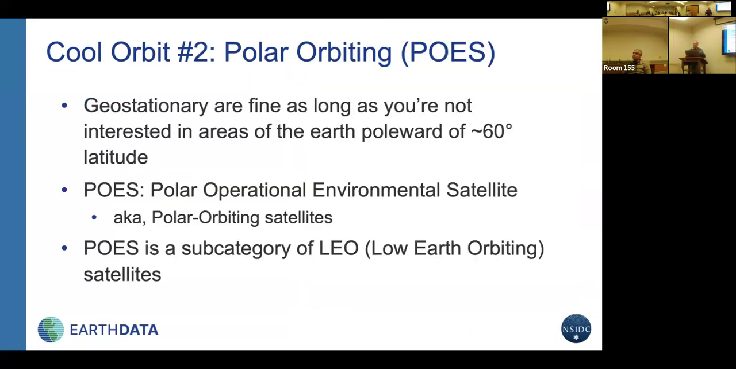So the other class of orbits is polar orbiting, and these, like I say, go over or near the pole. And the value of that is that you can see the polar regions. You can't see those with geostationary satellites. So there are the polar orbiting satellites, and this is what we have a lot of at NSIDC. Certainly the majority of our data comes from polar orbiting satellites, not all of them.